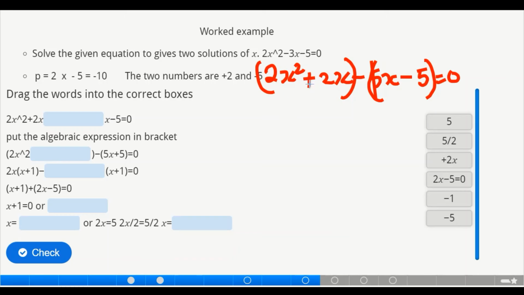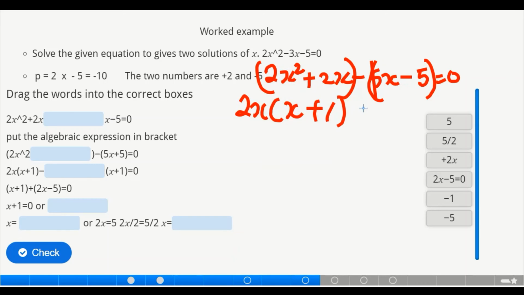Look at 2x raised to power 2 plus 2x. What is common to both of them? If you look at this, 2x is common to both of them, right? So we bring out what? We bring out 2x. If you look at this, we have x left here and we have just 1. So we have plus 1.